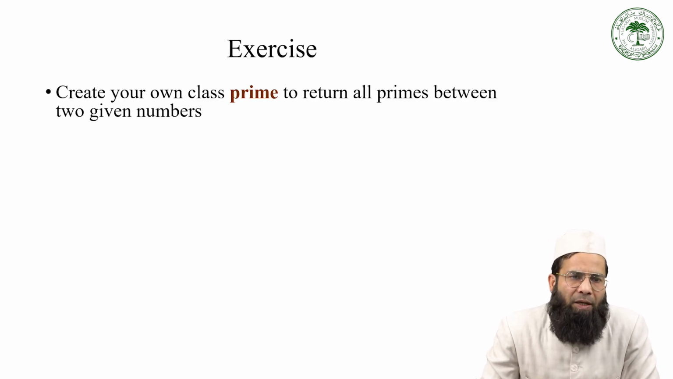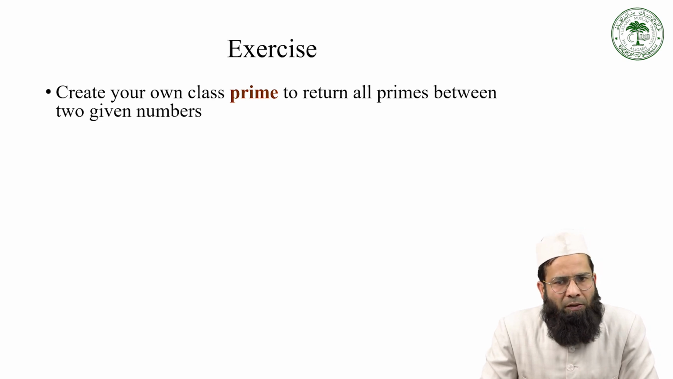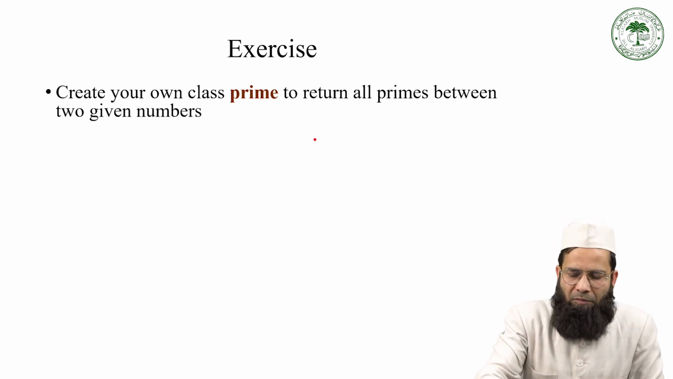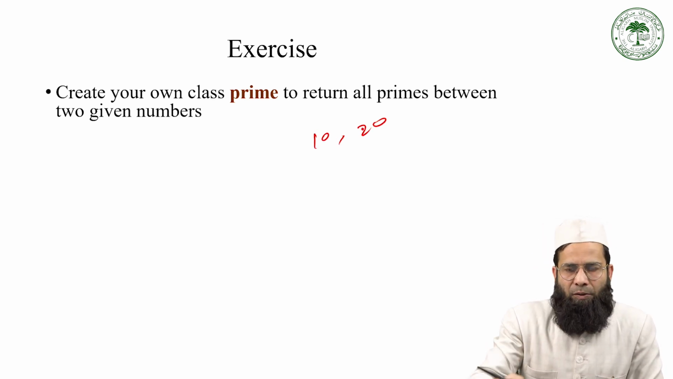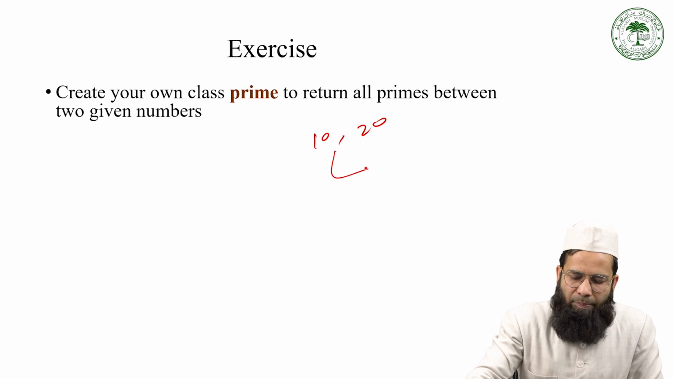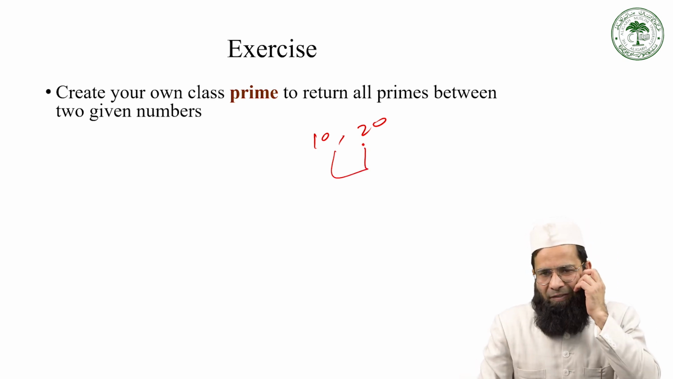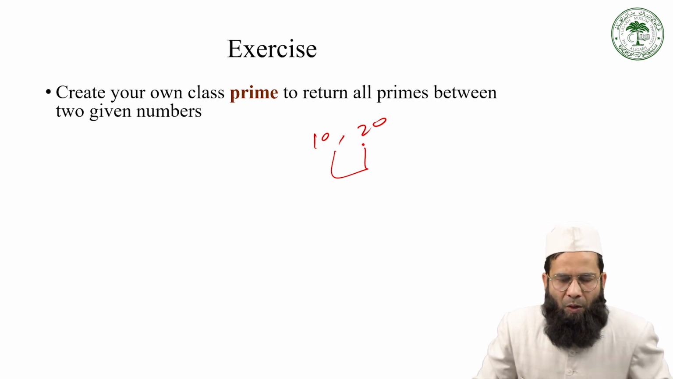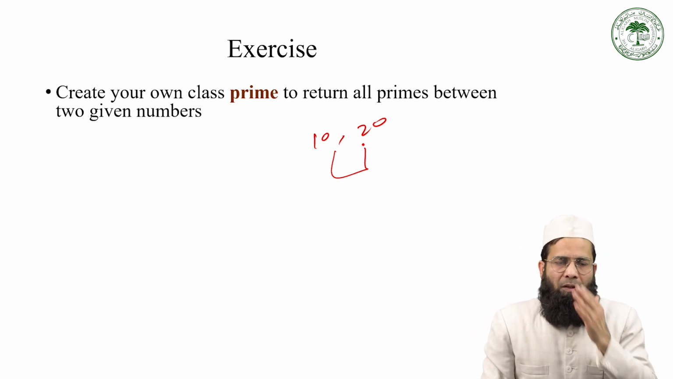So there is one more exercise, that is, create your own class Prime to return all primes between two given numbers. So if you have been given two numbers, let's say 10 and 20, you need to find out all the primes between these two numbers, right? So how can we solve this one?